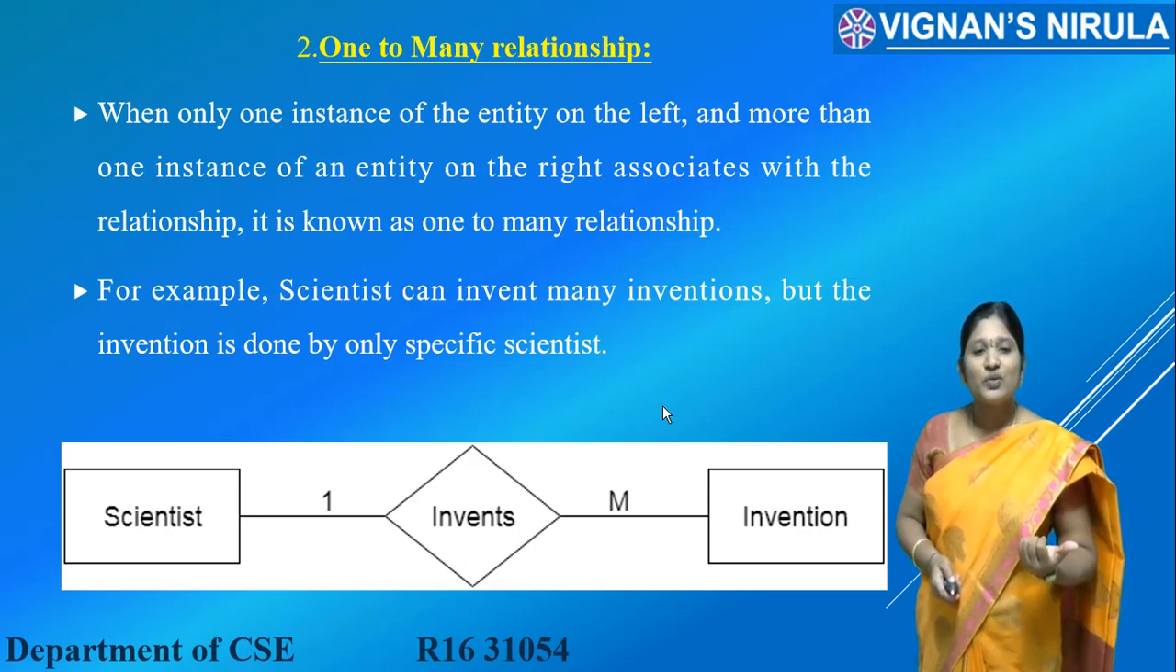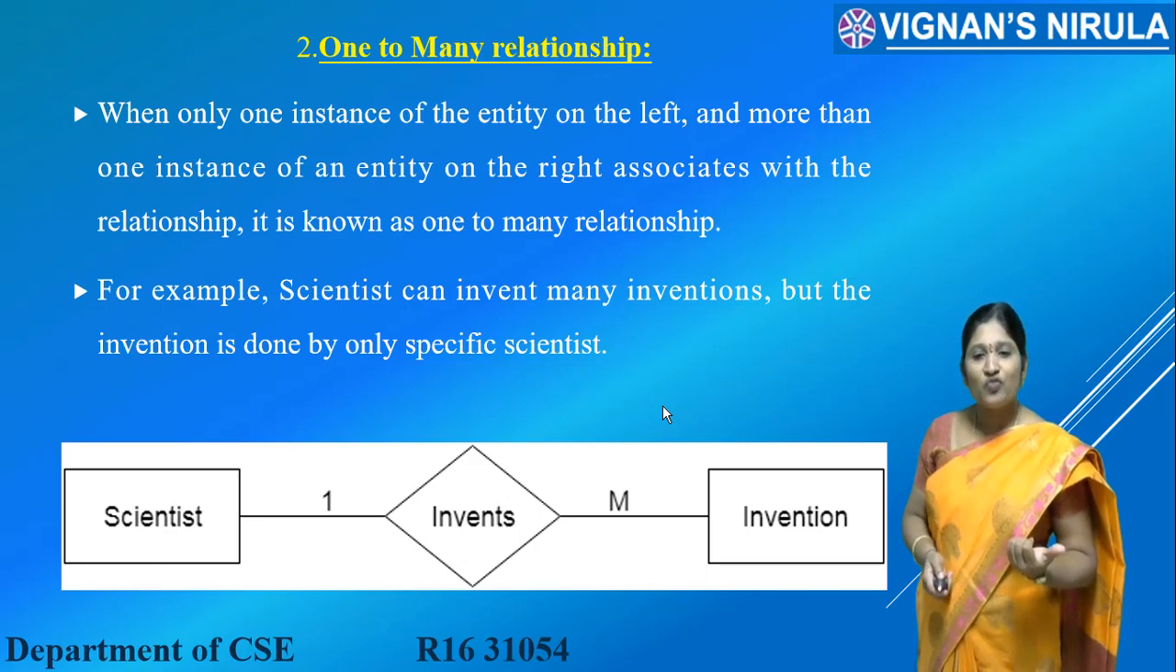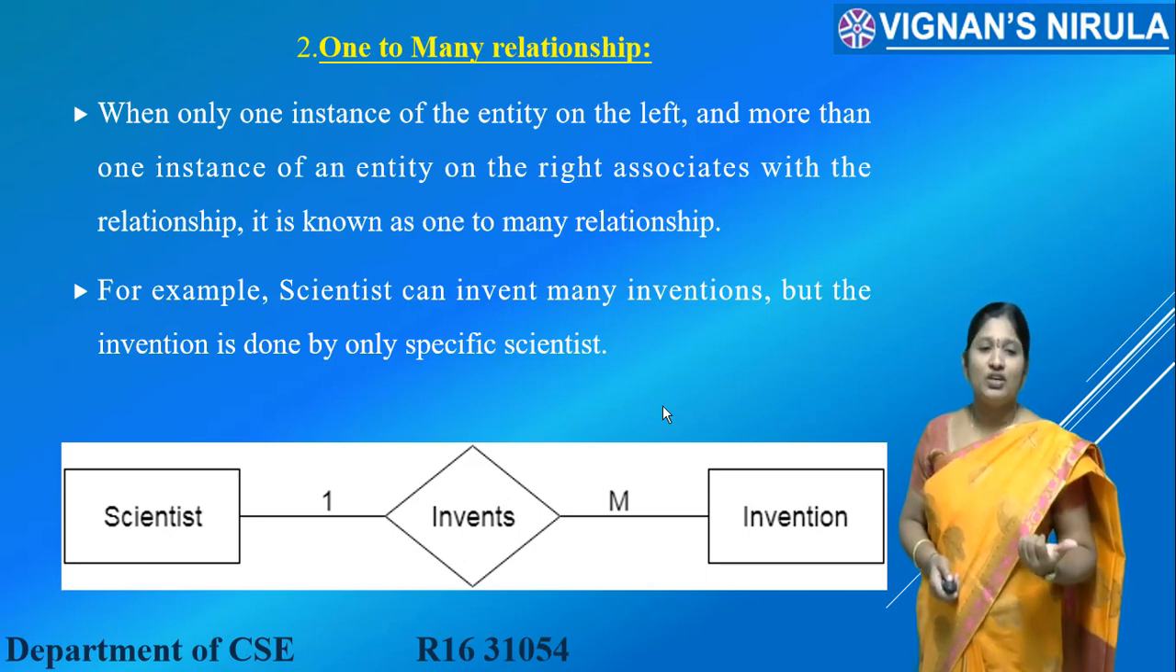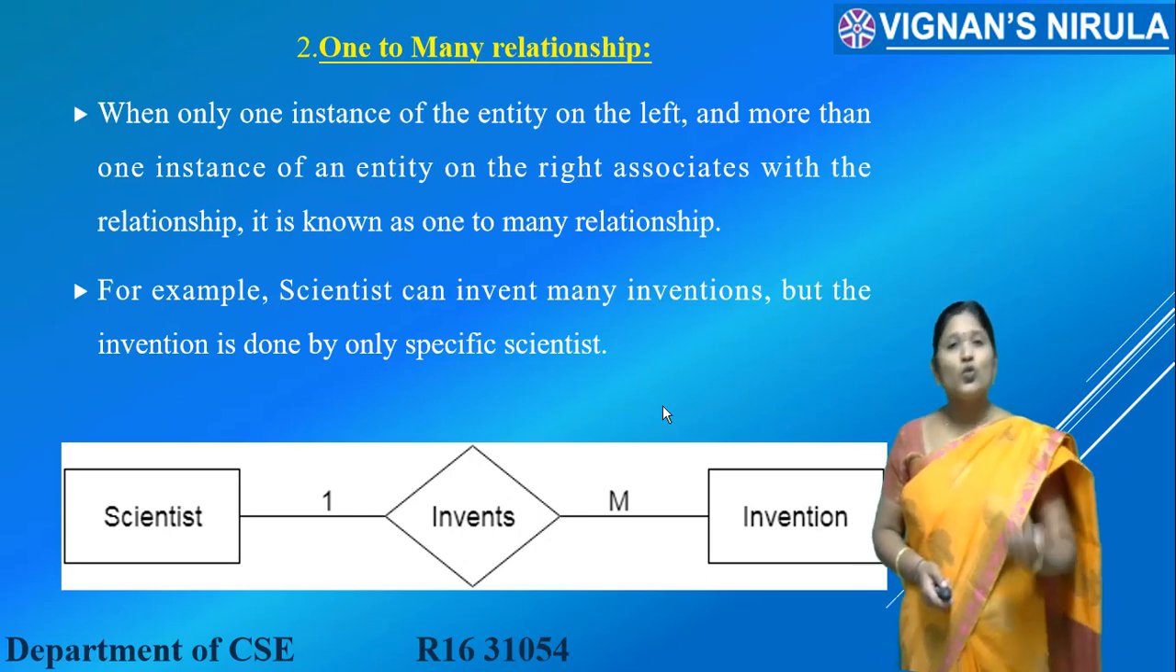The participation of the particular entity set is represented at the opposite side. So what is the participation of scientist? M, that is being mentioned in the invention side. What is the participation of invention? 1, that is being mentioned in the opposite. So these kinds of relationships are being called as one-to-many relationships.